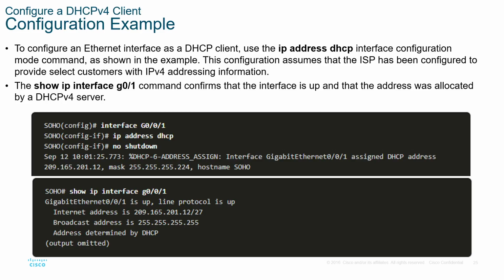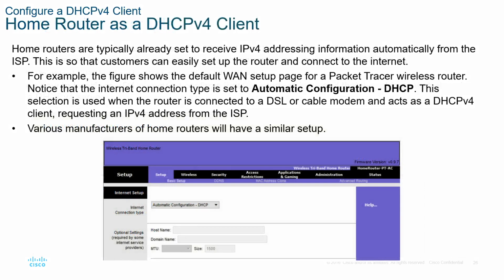Now, in our home networks, we actually have a slightly different setup in the sense that the protocol that is used to contact the ISP server will also require authentication. So for our home routers, we actually need to provide a username and password as well, so that our home routers are able to authenticate themselves with the ISP router before actually obtaining an IP address. Home routers are typically already set to receive this IPv4 address information automatically from the ISP. This is so that customers can easily set up the router and connect to the internet.